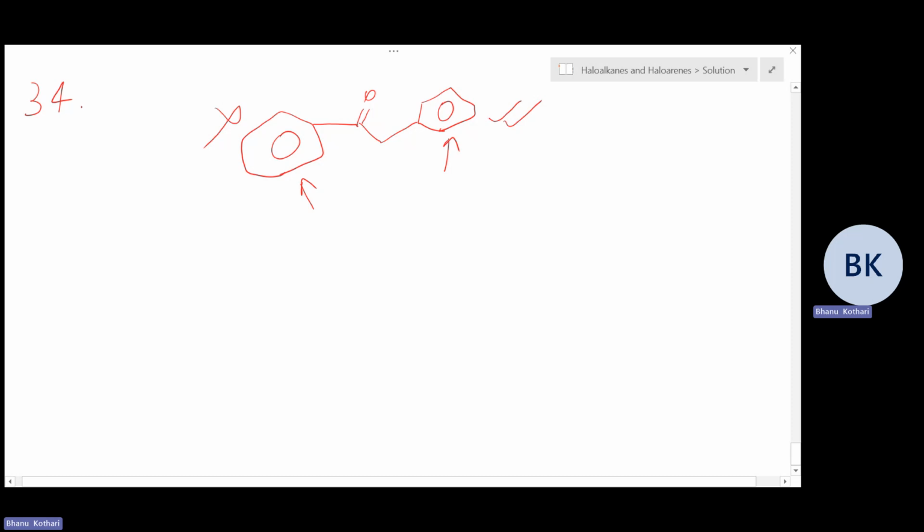And also, the CH2 group is blocking these two carbons. These are sterically hindered. So the only substitution that will take place will be on the para position. The product will be, and we can draw a benzene ring here also. On the para position, we'll attach Br. Right option of 34 will be option B.